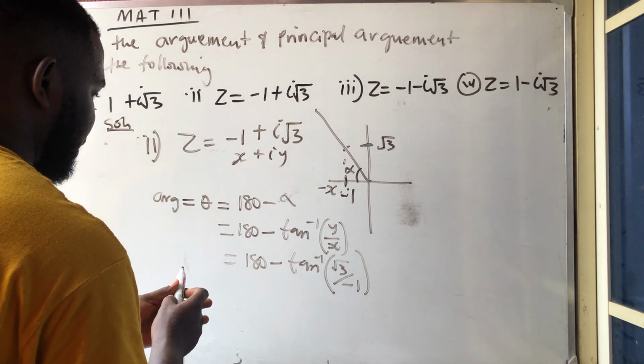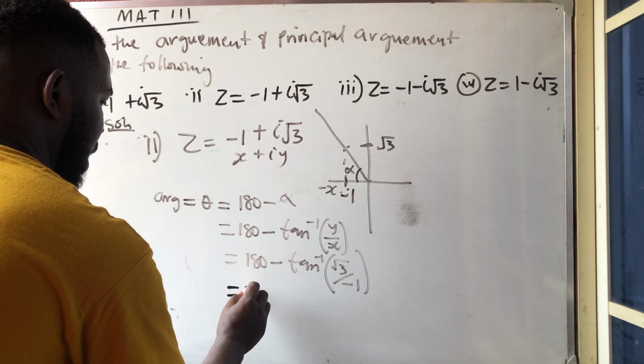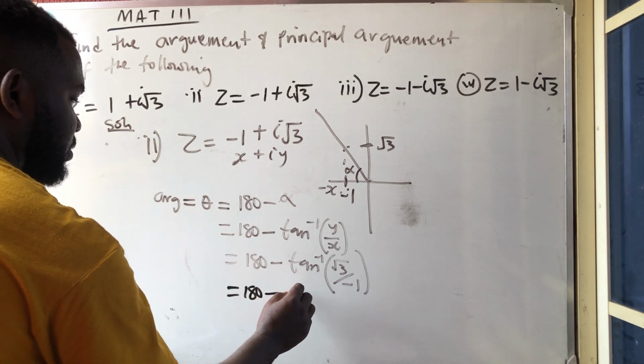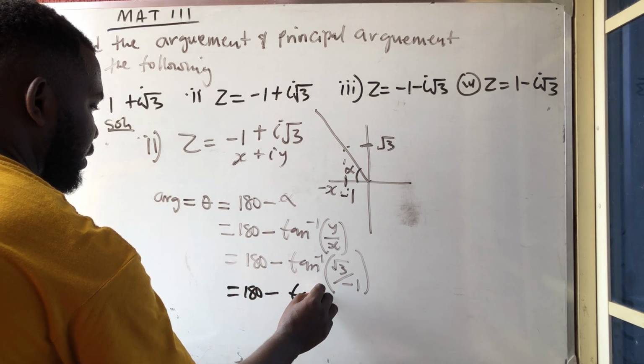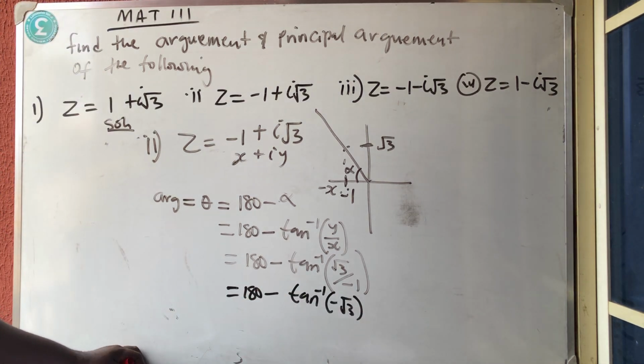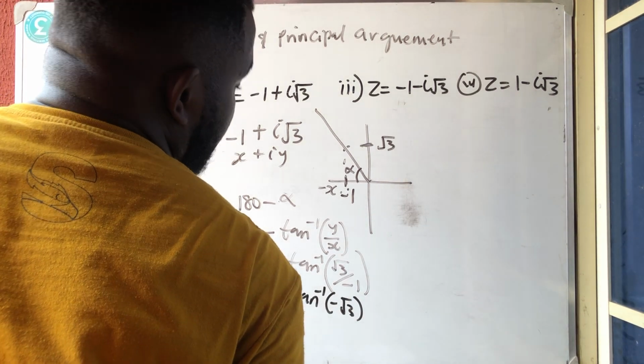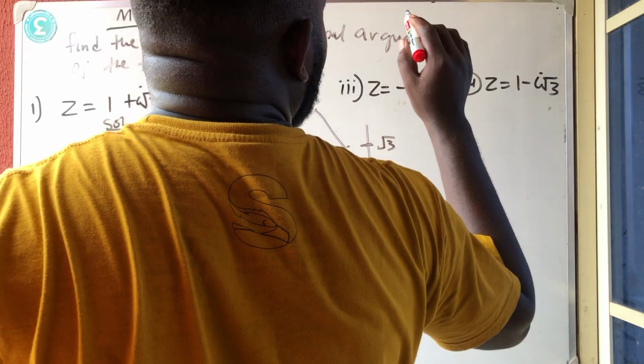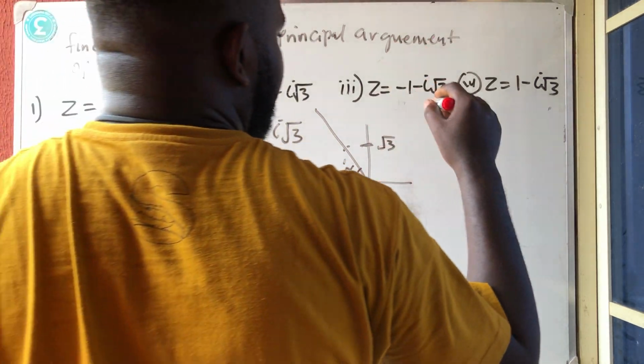Okay, so what do you have now? You now have that this is equal to 180 minus tan inverse of minus root 3. And tan is an odd function, sorry. Only cos is an even function. What do I mean by that?